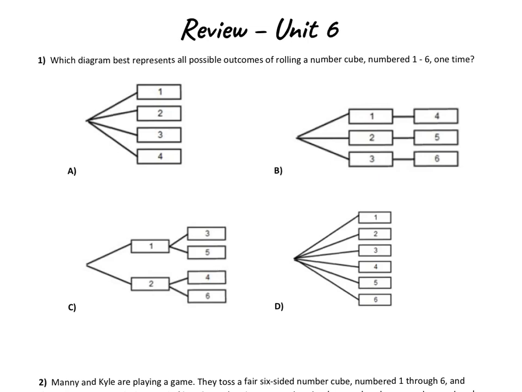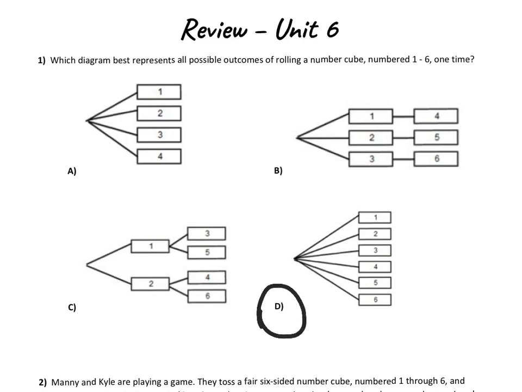Okay, we're going to talk about review unit 6. Look at number 1. It says, which diagram best represents all possible outcomes of rolling a number cube numbered 1 through 6 one time? It tells you the options are 1, 2, 3, 4, 5, 6. We have an even chance of rolling all of them. So that's going to give you answer choice D.